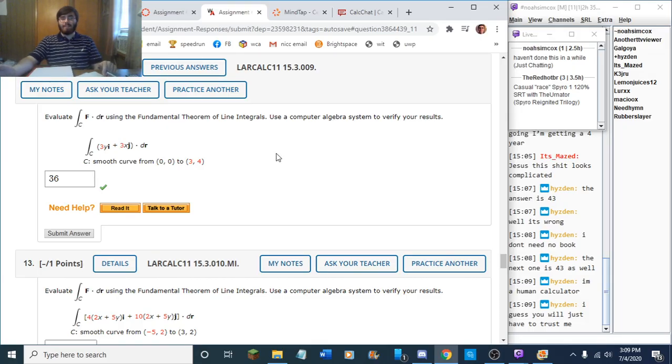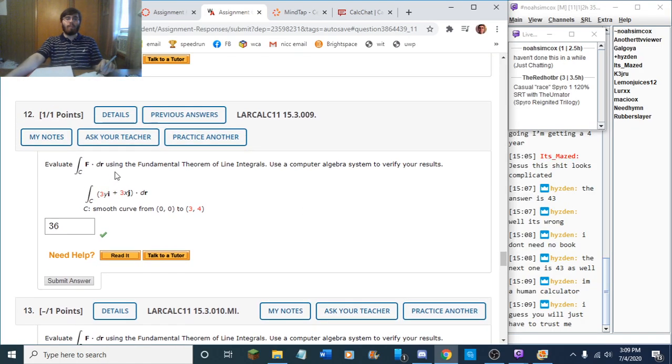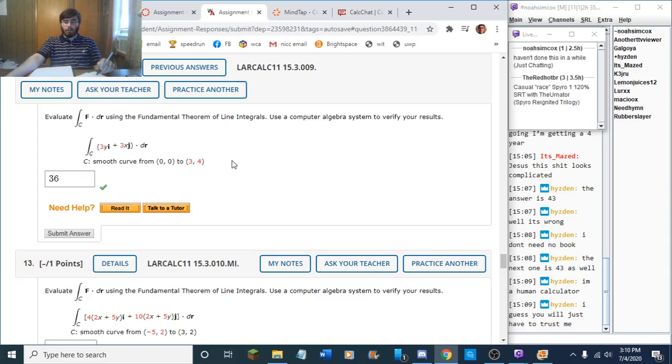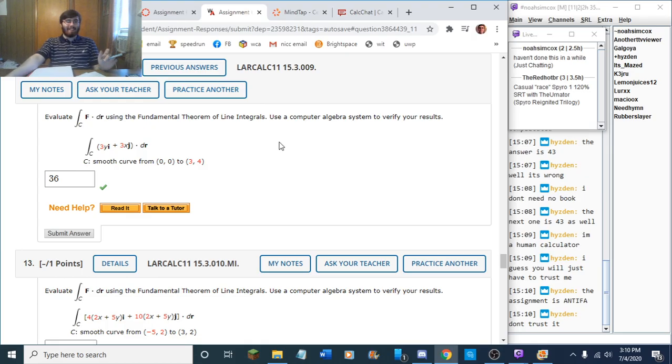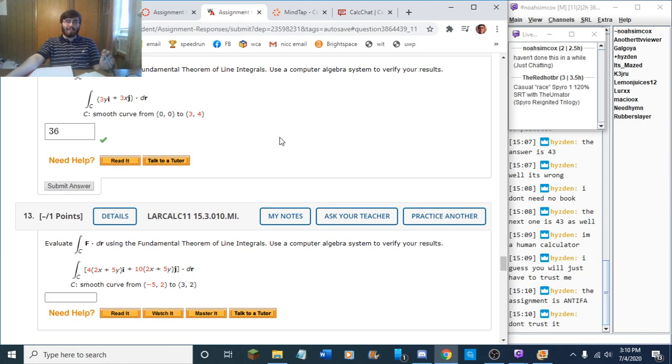Well, okay, dude. How am I supposed to trust you when the assignment itself gives me a green check mark? It says your answer is correct when I put 36 as the answer. It's correct. 36 is the correct answer. The assignment is Antifa. Don't trust it. Oh my gosh.